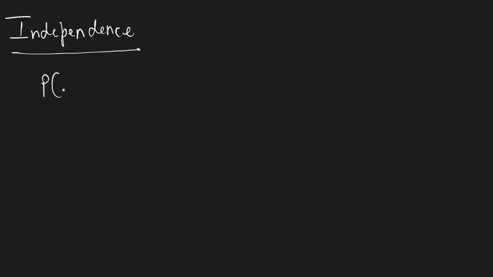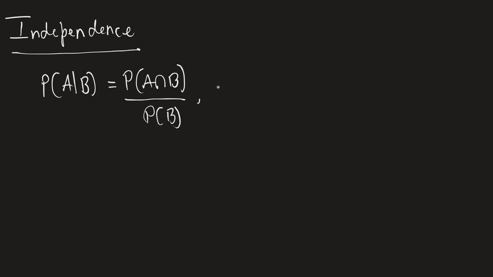So the probability of A given B is equal to the probability of the intersection of those two events divided by the probability of B, provided the probability of B is positive, because we don't want 0 in the denominator, right? So this was our nice, relatively simple formula for conditional probability.